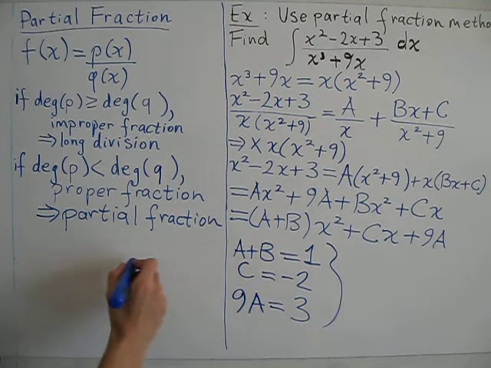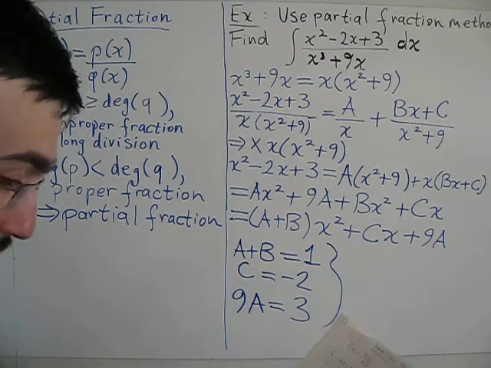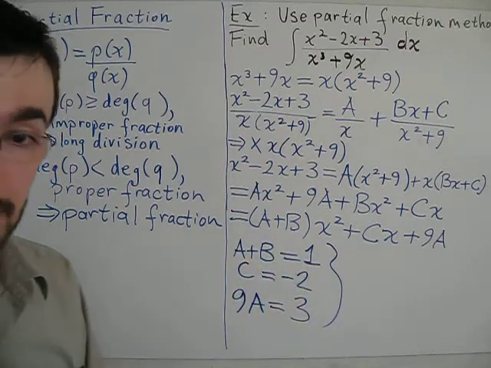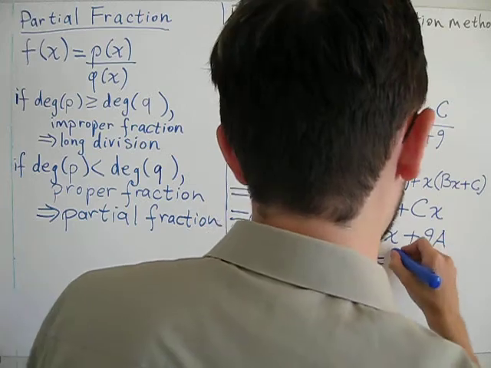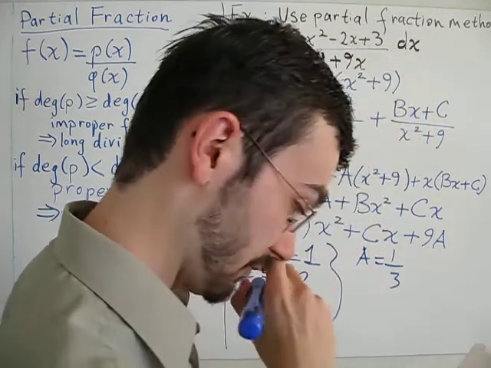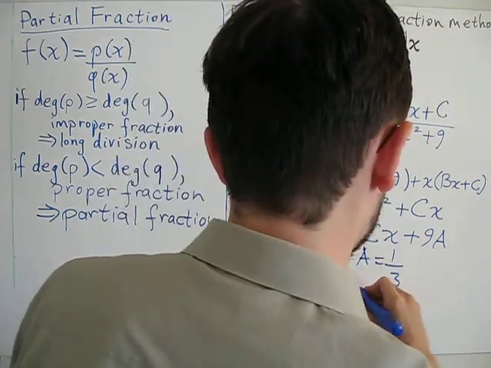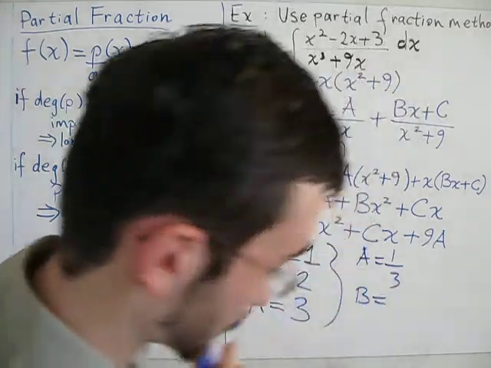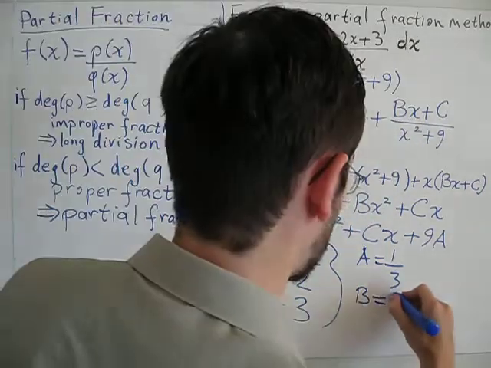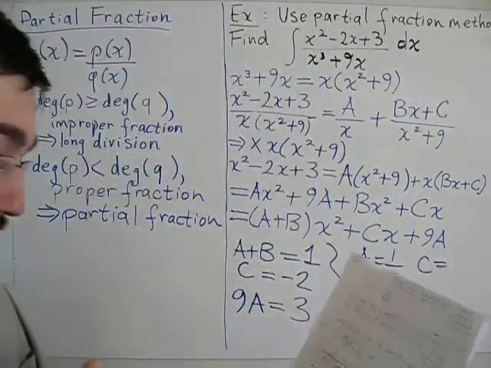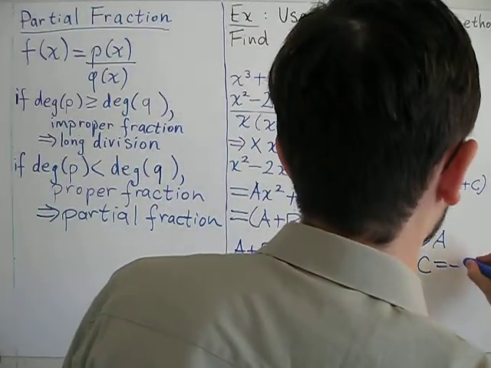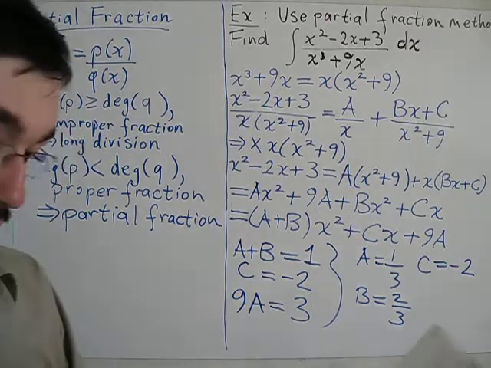Now, if we solve for A, B and C, we can write the final answers for A, B and C. I will leave you to verify these answers. A equals 1/3, B equals 2/3, and C equals -2.